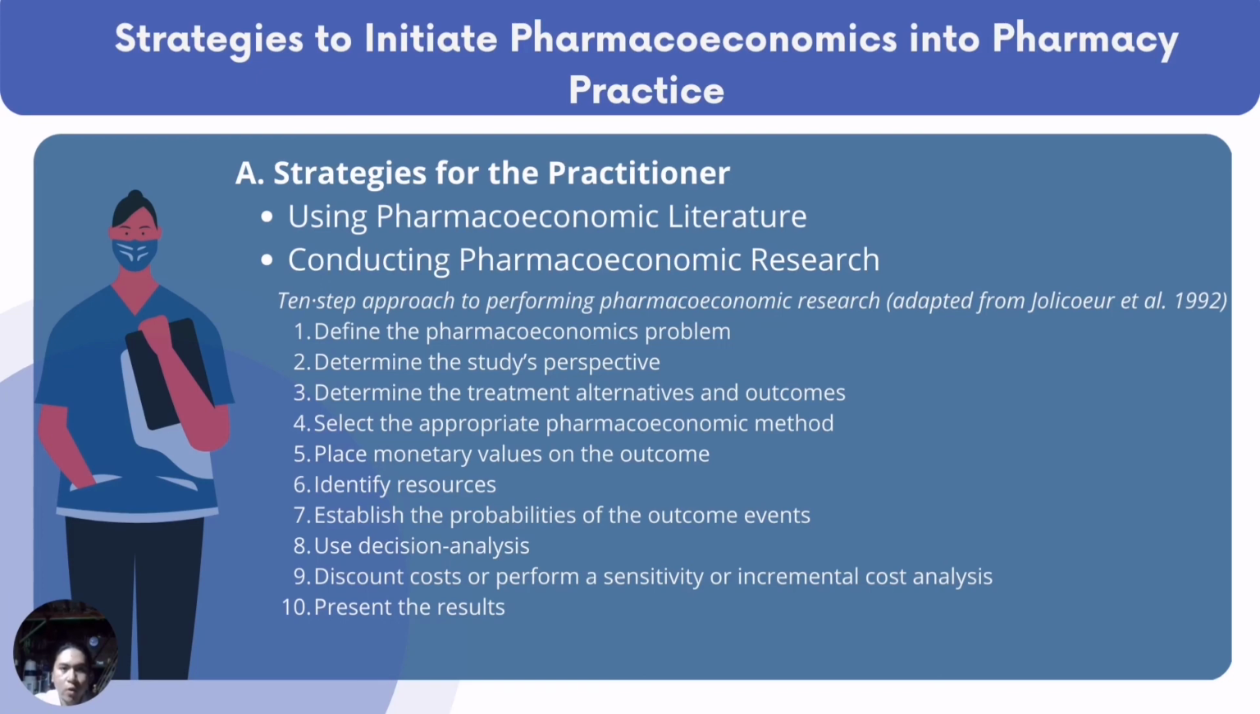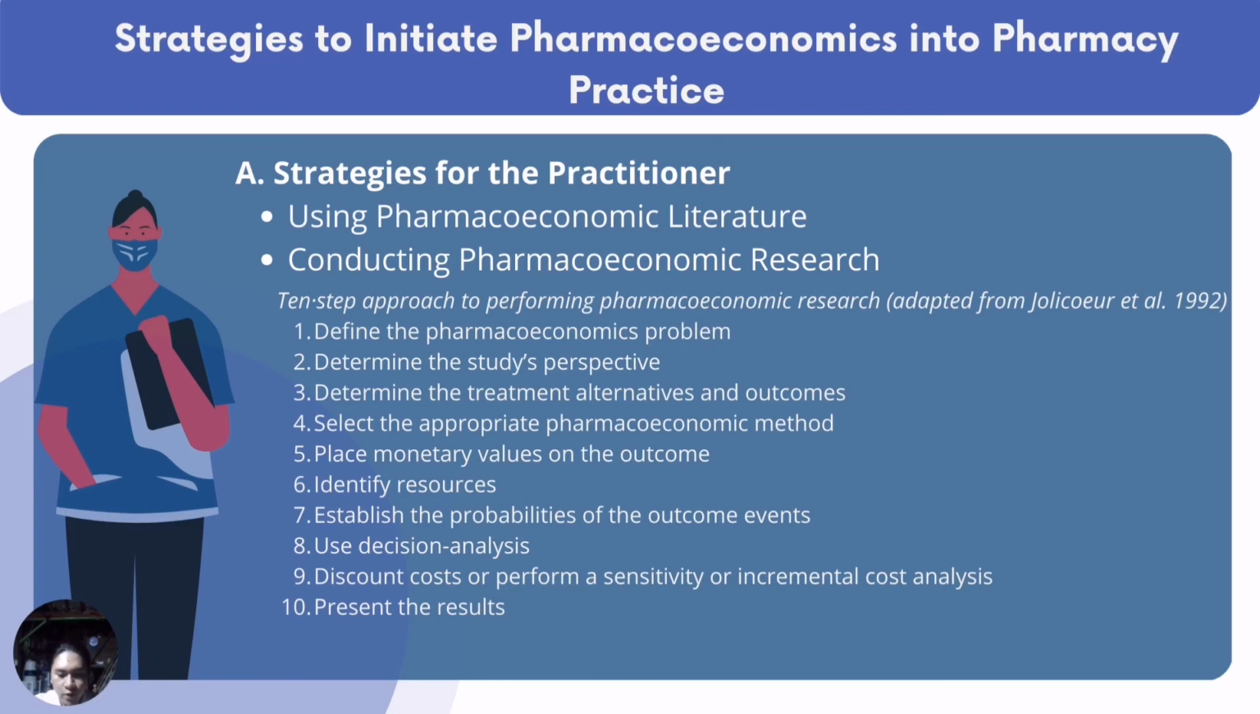Strategies to initiate pharmacoeconomics into pharmacy practice. First, we have strategies for the practitioners. Using pharmacoeconomic literature is a vast and powerful source of information for pharmacists and others who must make decisions about services and products, followed by conducting pharmacoeconomic research. It identifies, measures, and compares the costs and consequences of pharmaceutical products and services. Then, an approach to performing pharmacoeconomic research adapted from Jolicoeur et al.